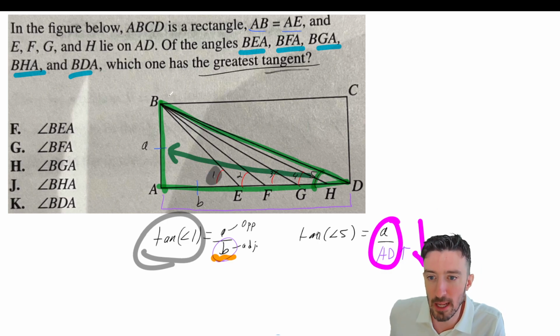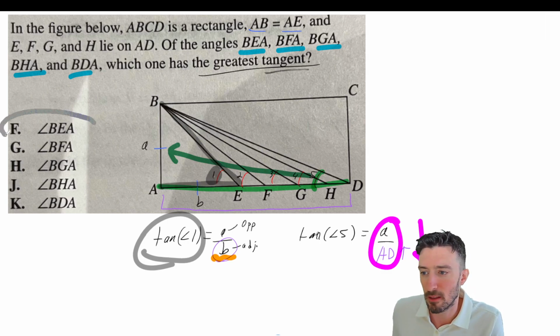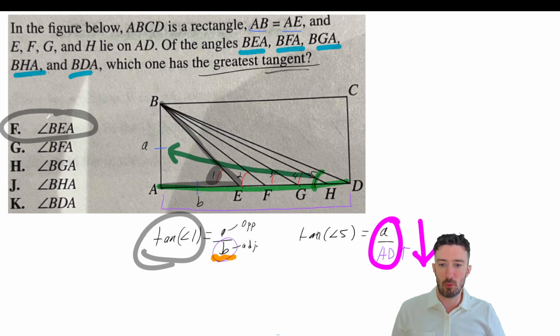And what was angle 1? Angle 1 was BEA. There we go. We are done with this problem.